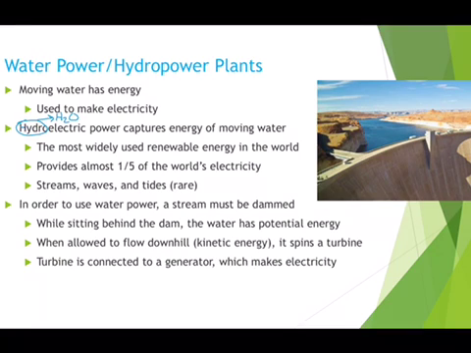It is the most widely used renewable energy resource in the world, and it provides about 1/5 of the world's electricity. It gets captured from streams or rivers and waves and sometimes tides, but that is rare. So in order to use water power, a stream or river must be dammed.